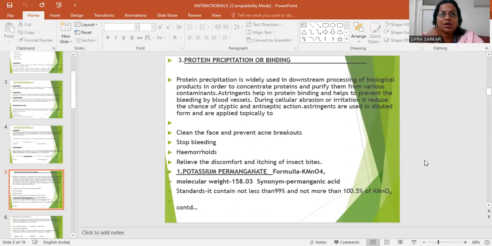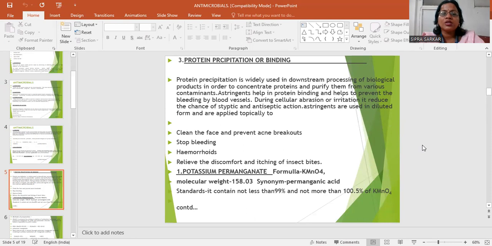Suppose whenever you are cutting your beard or there is any acne formation. So if there is any cut, the blood vessels will be exposed, and as a result, there will be infection. But if you use the astringent, the bleeding will be stopped, and the bacterial infection will be stopped. During cellular abrasion or irritation, it reduces the chance of infection and has an antiseptic action. So astringents are used in diluted form and applied topically.